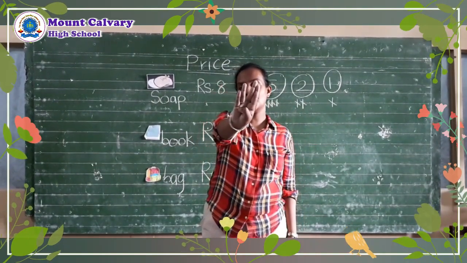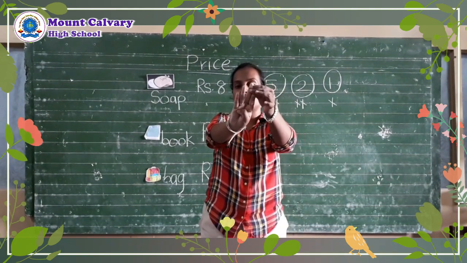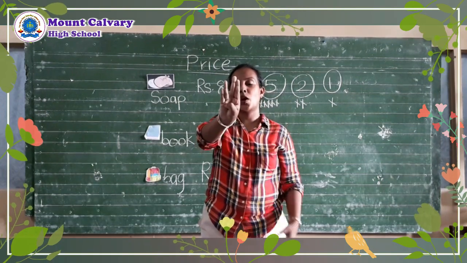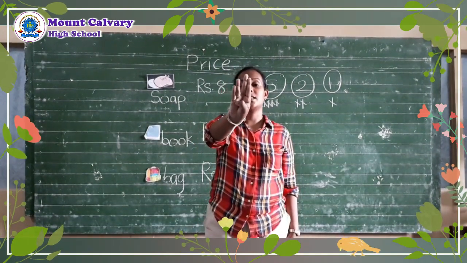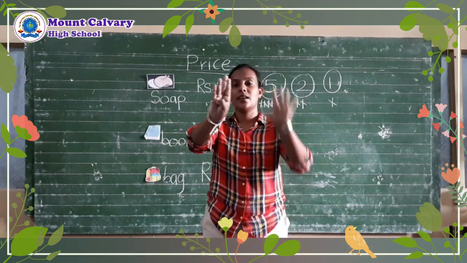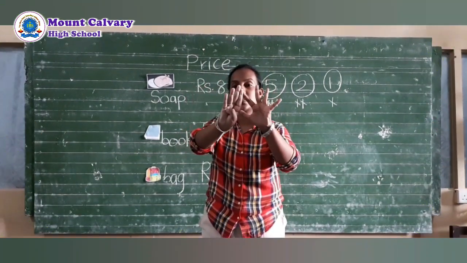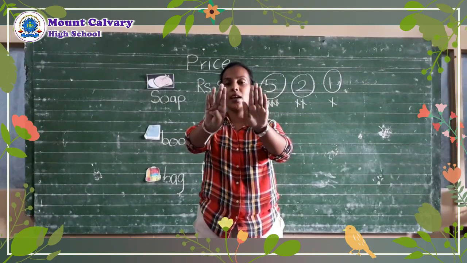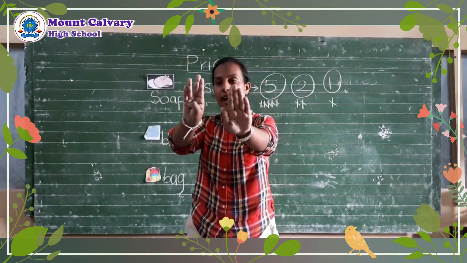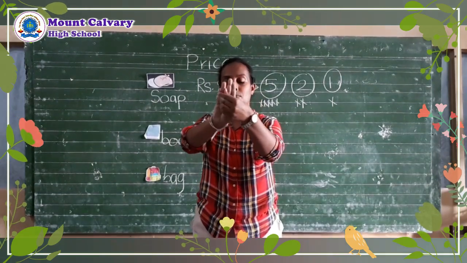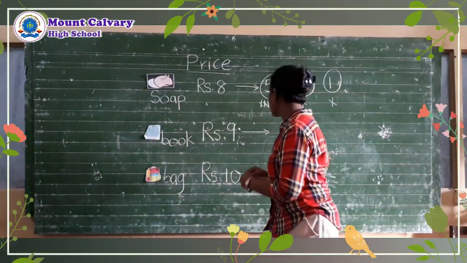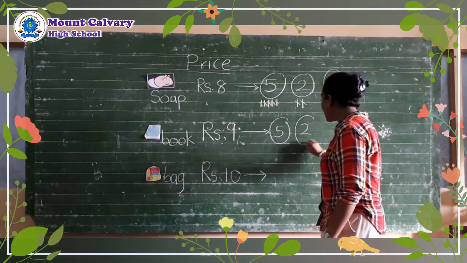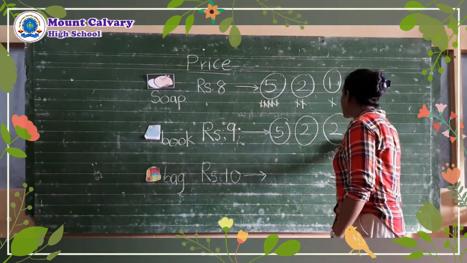Okay. How many 2 rupee coins? 1 here. 1 here. 1, 2. So how many 2 rupee coins? Yes, there are 2 two-rupee coins. 5, 6, 7, 8, 9. Right? So this is the way how to make 9. First you have 5 rupees, then 2 rupees, then again 2 rupees.